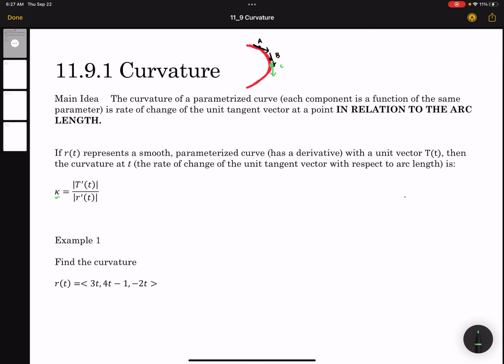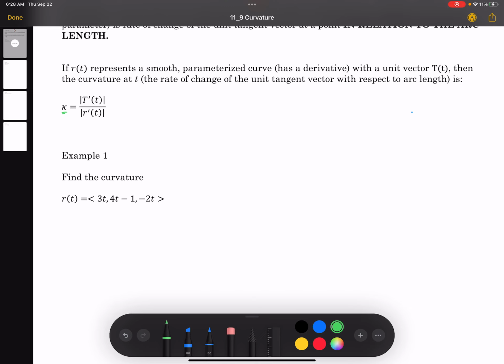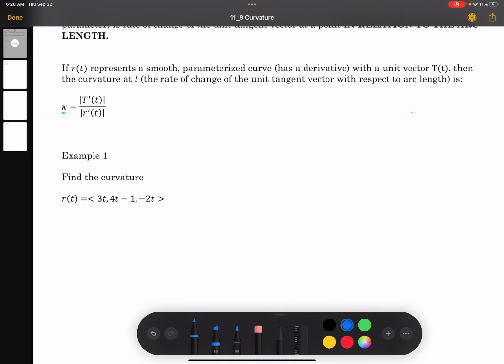All right, so again, our formula is just the magnitude of the derivative of the unit tangent vector divided by the speed. So for example one, we have to find the curvature, and we know r(t) is, all right, so this is a line. We would expect a line to have zero curvature. Let's see if that is the result. We'll use blue.